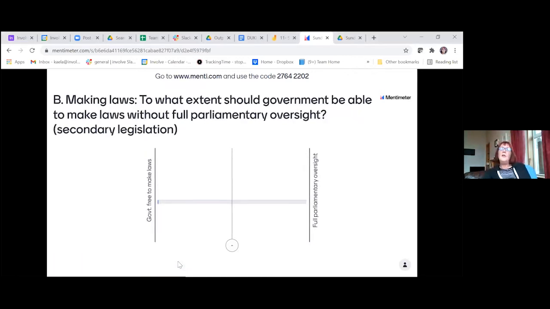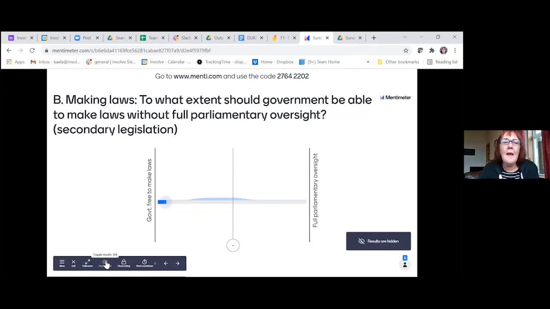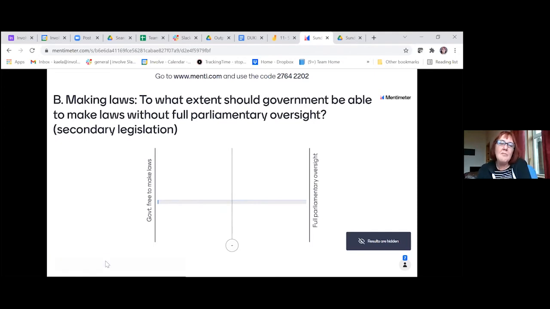So, B, the question about making laws. To what extent should government be able to make laws without full parliamentary oversight? This is where we're talking about things like secondary legislation. So again, a 1 is government free just to make laws, and the opposite extreme, full parliamentary oversight, would be a 7. And if you think perfect balance, you'd be voting around 4.